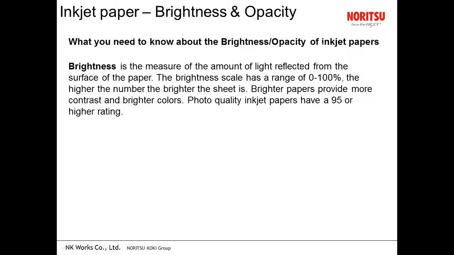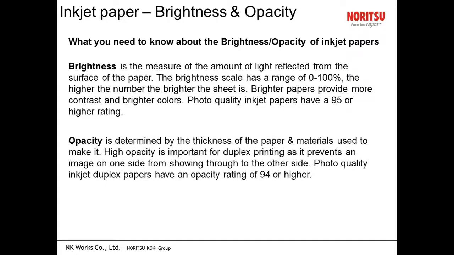Something else that you need to know about paper itself is the brightness and opacity of the paper. Brightness is a measurement of the amount of light that will be reflected off the white, the non-ink area of the paper, with 100 being 100% of the light reflected, such as in a mirror. Photo papers will have a rating of approximately 95 or slightly higher. Papers below 95 will have a very low reflectance and therefore not nearly as bright a white appearance.